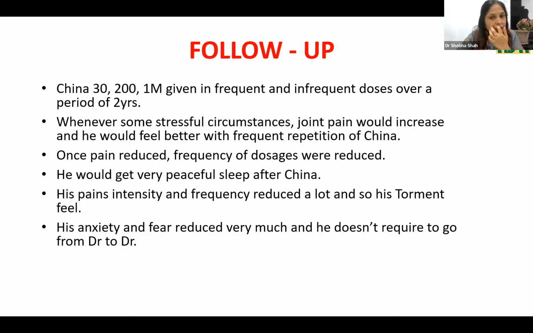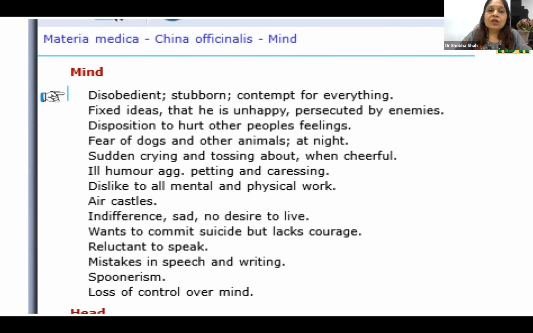And he got a very good improvement. The frequency and the intensity of the pains reduced to a great extent, and he started getting peaceful sleep, whereas earlier his sleep was getting disturbed because of the pains. Later on, he used to tell me, "Doctor, give me those powders with which I'm getting very good sleep." And his anxiety and the fear also reduced very much. Then he did not require to visit too many doctors, as he used to earlier, going from one doctor to another. So, okay, we will go to China.